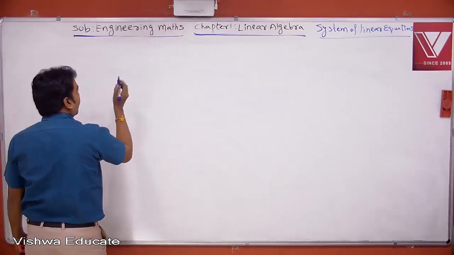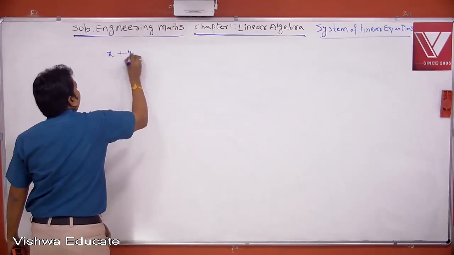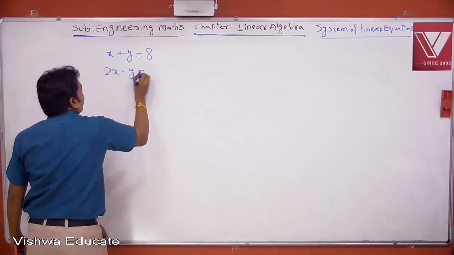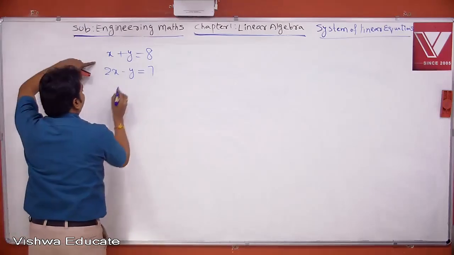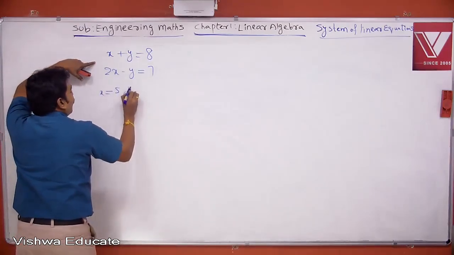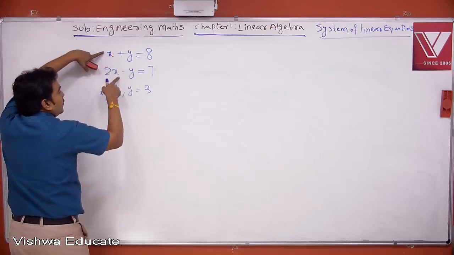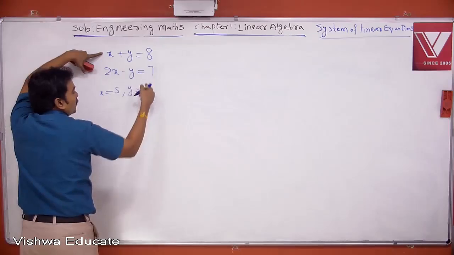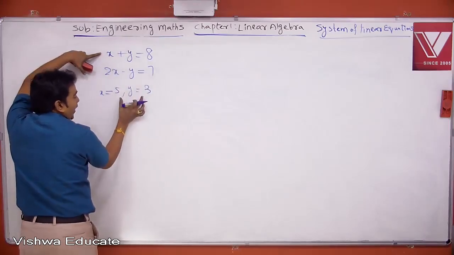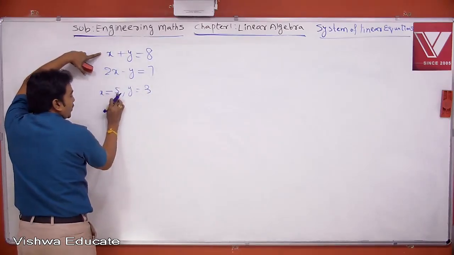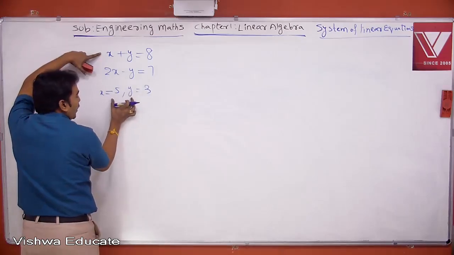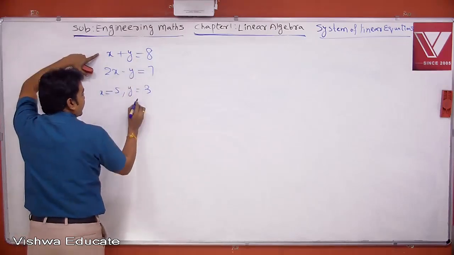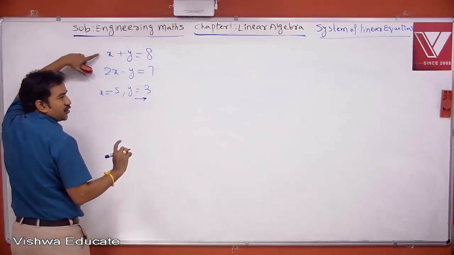Suppose I am starting with an example. Suppose x plus y equal to 8, 2x minus y equal to 7. So keeping x value 5, y value 3 in my mind, I have set these two equations. 5 plus 3 equal to 8, 2 into 5, 10 minus 3 equal to 7. So this system of equations has exactly one solution. So x takes a single value, y takes a single value. If all variables take single values, then it is called a unique solution. Therefore, in this case, the system has exactly one solution.